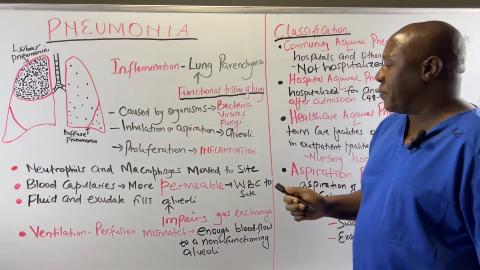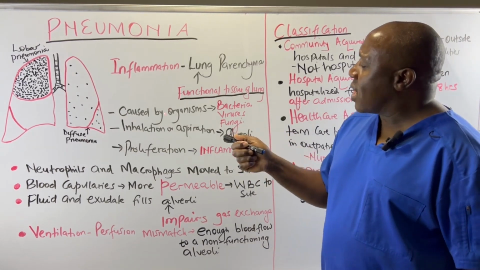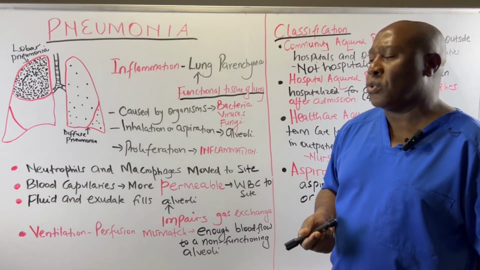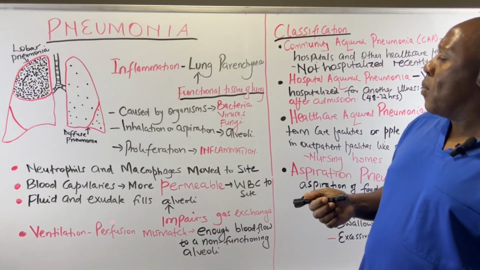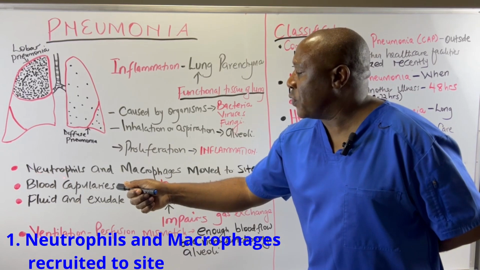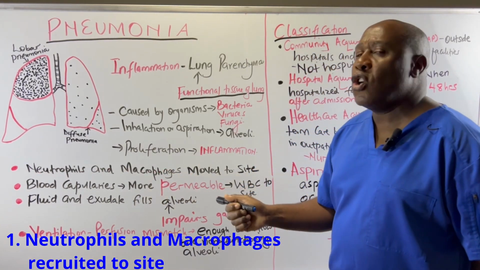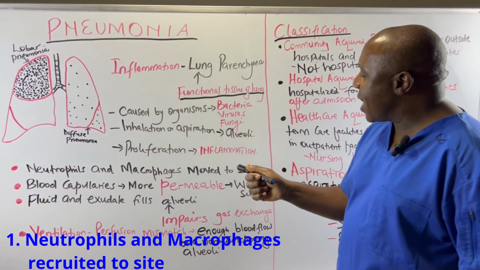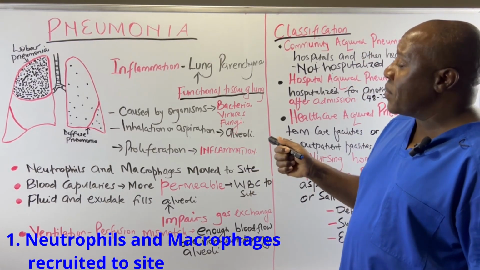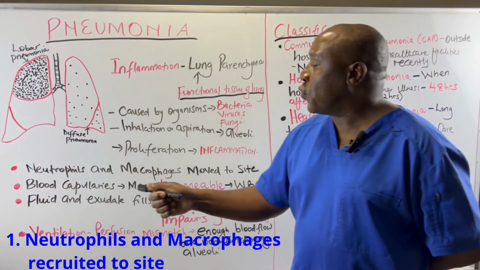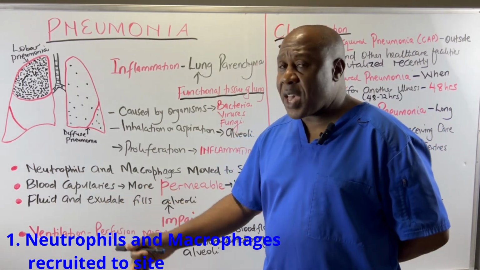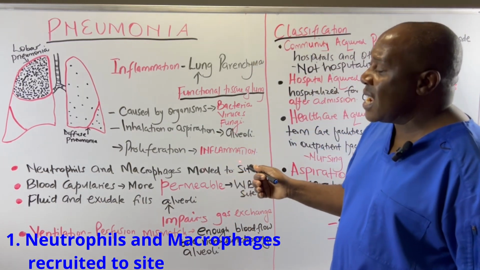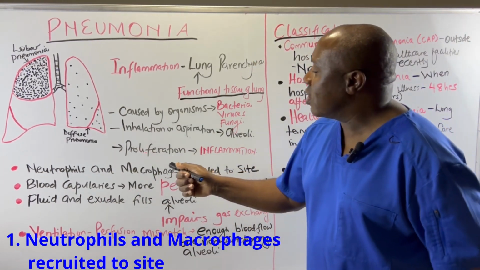So let's see what happens. Now, when these microorganisms arrive in the alveoli, we say that inflammation ensues. So what happens? Number one, we have got neutrophils and macrophages, which are normally recruited and moved to the alveoli to try and eliminate this particular microorganism. Neutrophils are white blood cells, so they are reproduced and moved or recruited and moved to that area of infection. Then we have got macrophages.